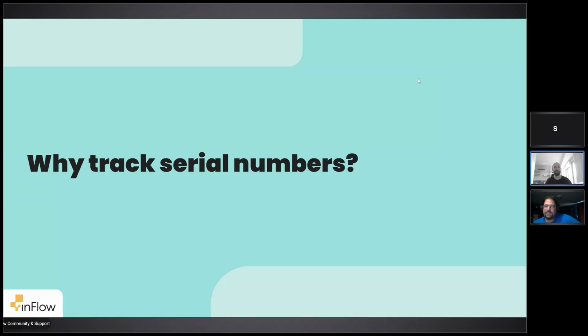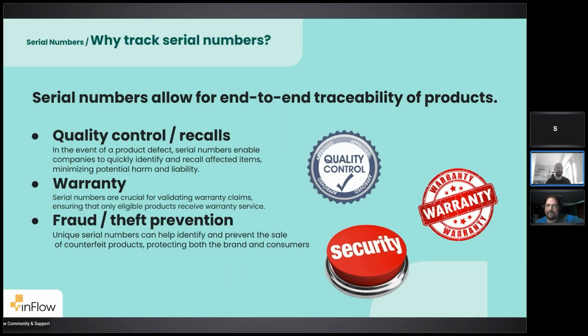So, why do we track serial numbers? Serial numbers allow for end-to-end traceability of products. We mentioned a little bit already, but in greater detail, it helps with things like quality control or recalls. In the event of a product defect, serial numbers help companies quickly identify and recall affected items to minimize any potential harm and liability, as with the car example, or maybe you've noticed food being recalled by a food manufacturer. Because the serial numbers typically contain numbers and letters, it helps them track what batch might be affected by a certain issue, where it was manufactured, and then let the consumer know which products need to be specifically recalled.